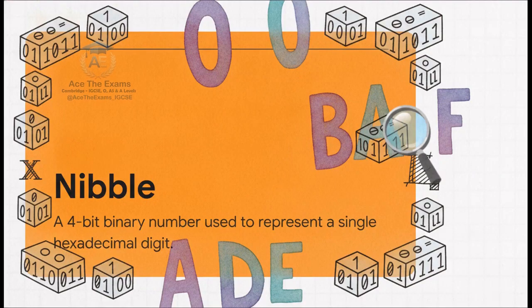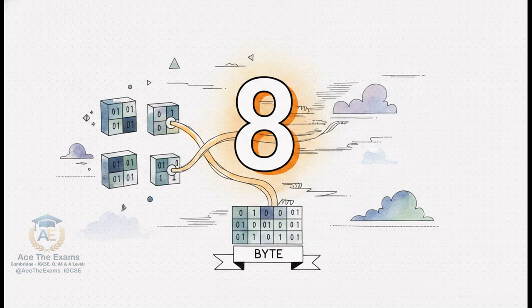Now, understanding the nibble is absolutely crucial to unlocking full marks on this topic. And yes, computer scientists actually named it that. A nibble is simply a 4-bit binary number that's used to represent a single hexadecimal digit. You can think of it like a tightly packed 4-part building block made entirely of ones and zeros. And if you stack 2 of those 4-bit nibbles together, you get an 8-bit binary number, which you probably know in computer science as a byte.